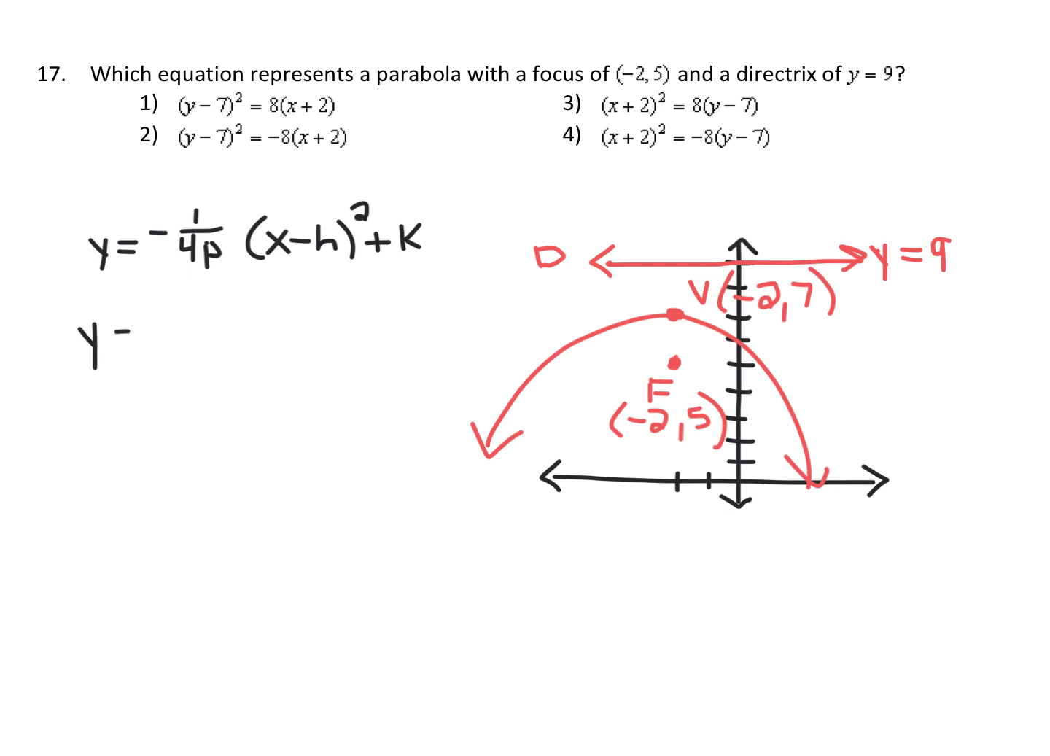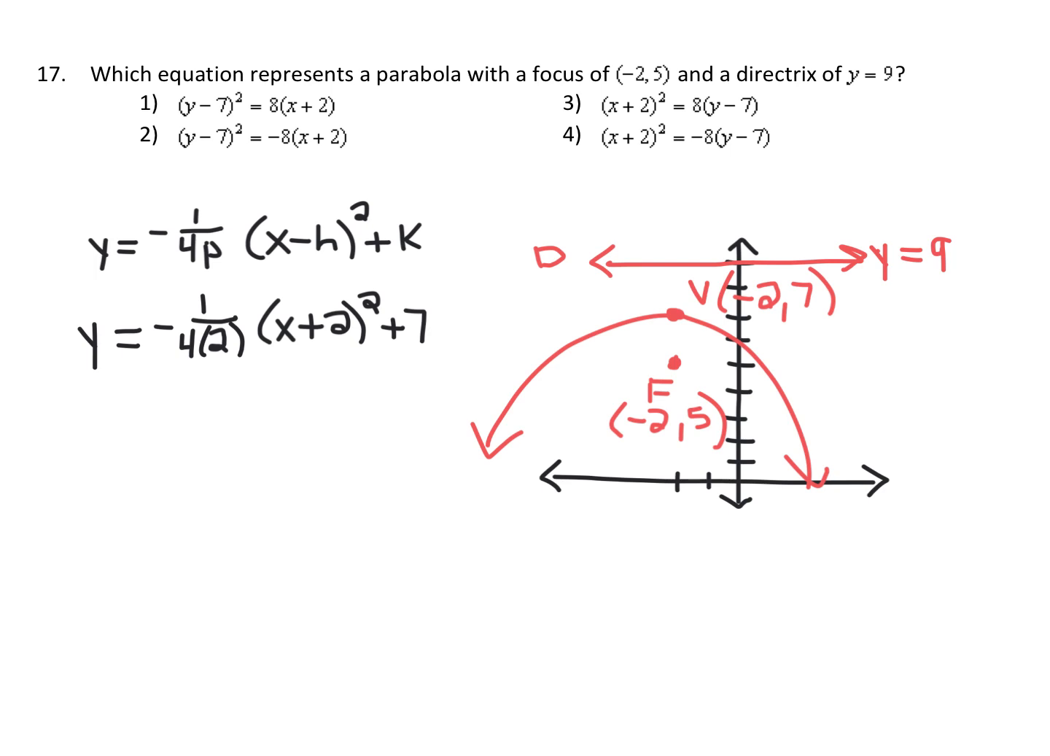Okay, so let's see. We have y equals negative 1 over 4 times, well, P is just the distance from the directrix to the vertex, or from the vertex to the focus, which is 2 units. So I'm going to plug in a 2 for that P. Okay, and then it's x minus, now h and k we get right here from the vertex. So h is negative 2. So if we have x minus negative 2, doesn't that become x plus 2 squared? And then our k is this positive 7, so plus 7.